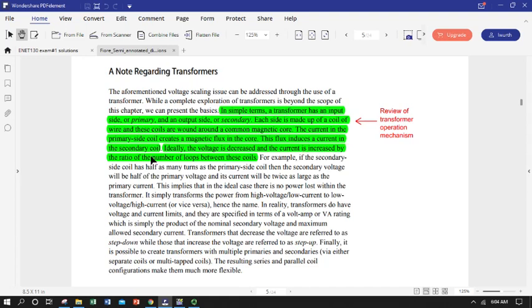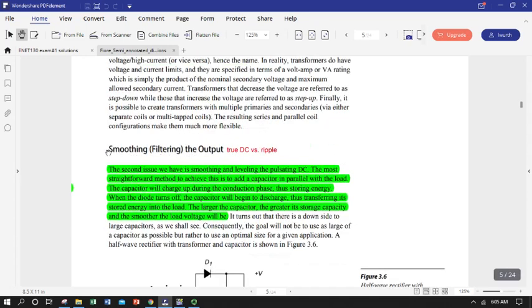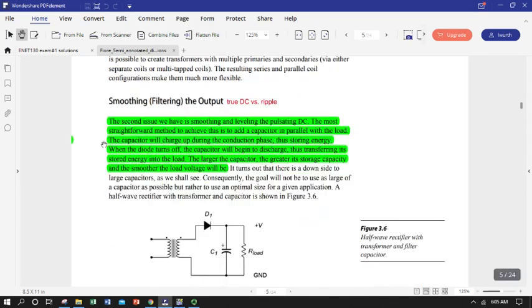Now we can actually simulate a real transformer with Tina, as well as build one in our proto boards if we have a small transformer. But just for simplification, I'm using basically a sinusoidal function that would be coming from a transformer secondary. We'll actually put a real transformer in Tina a bit later. So next step is to see what we can do to give ourselves true DC.